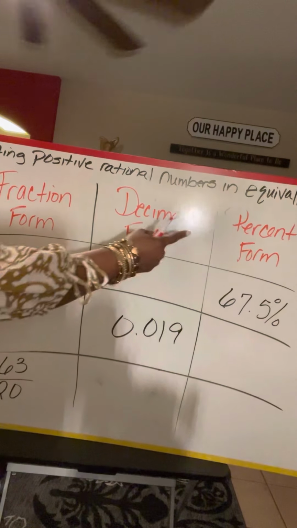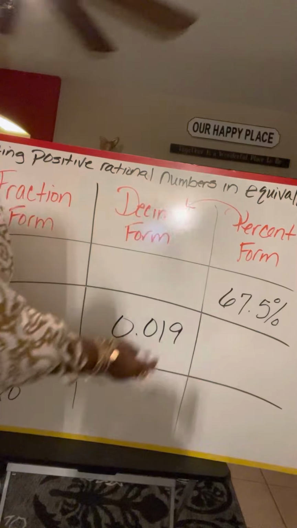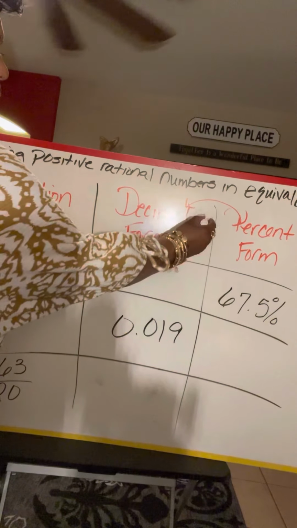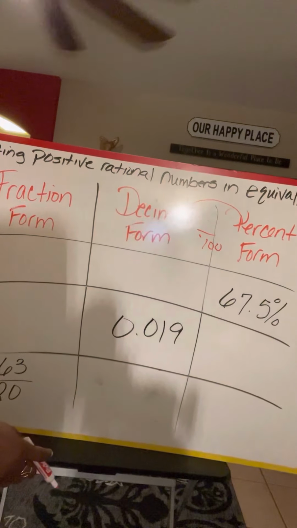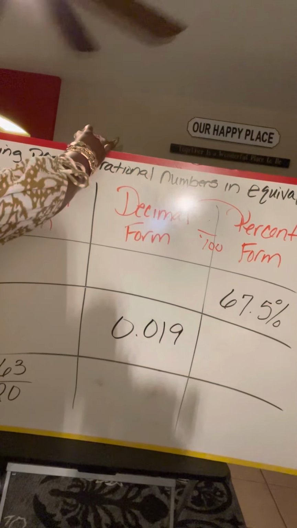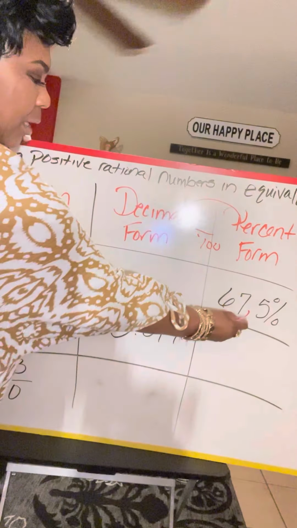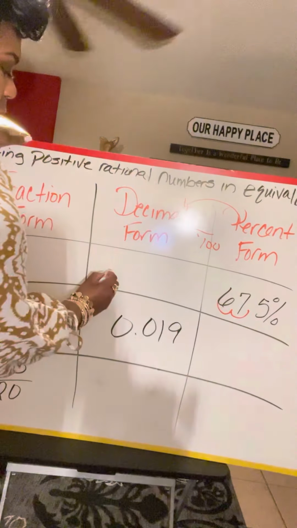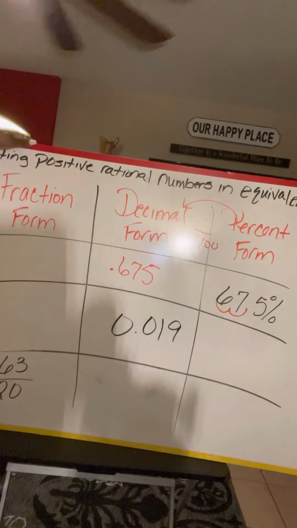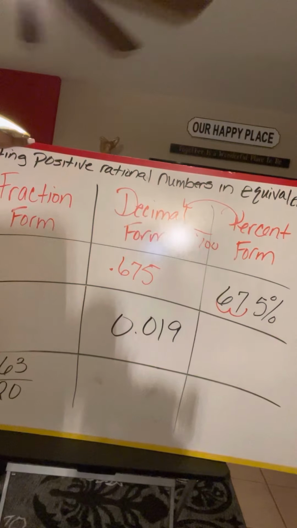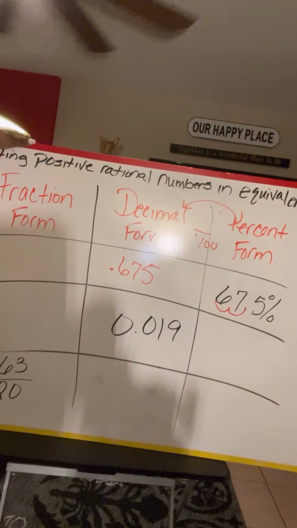And when we're going from percent to decimal, we either divide by 100 or we simply move our decimal 2 places to the left. So I move my decimal 2 places to the left. Now this becomes 675 thousandths.